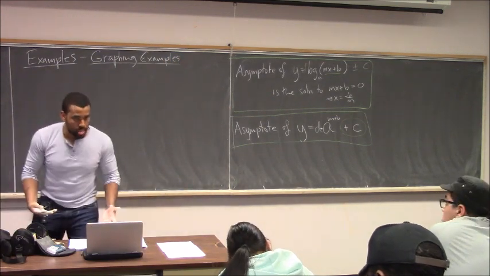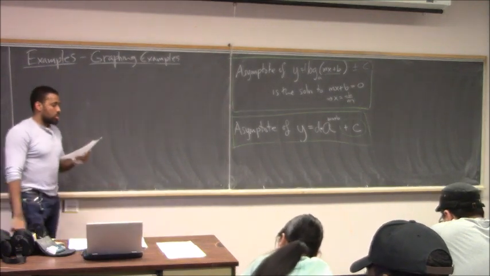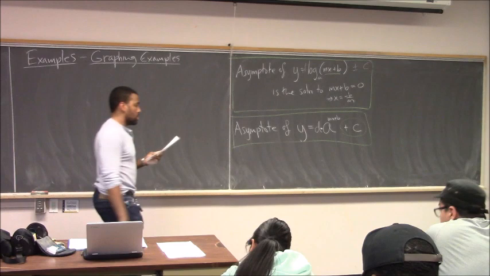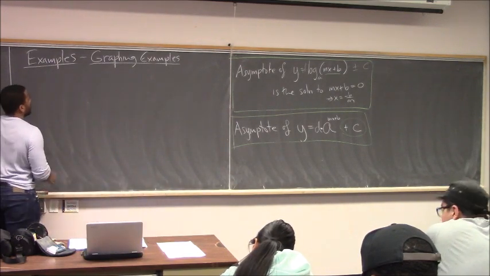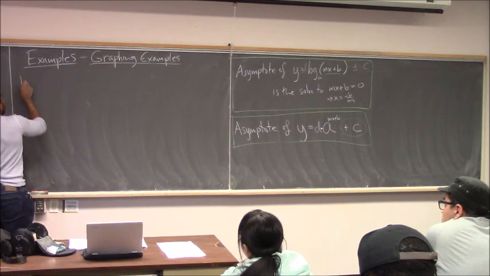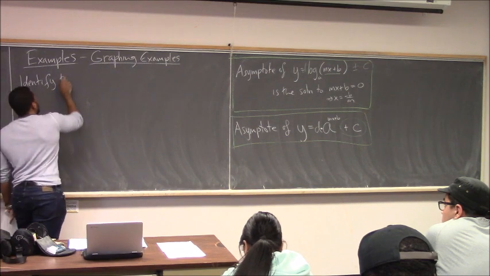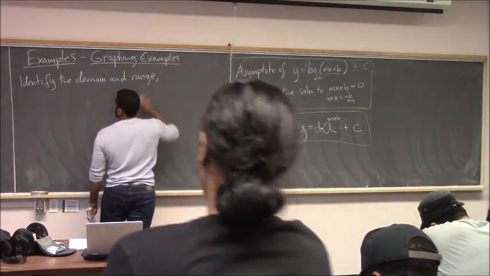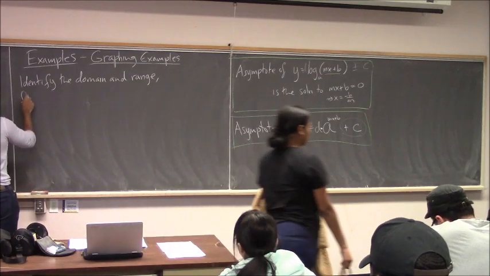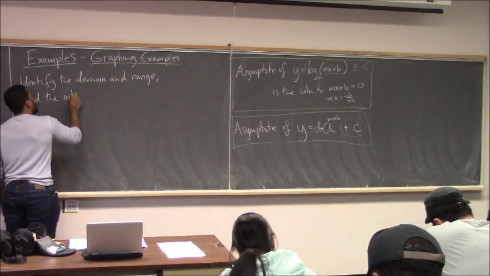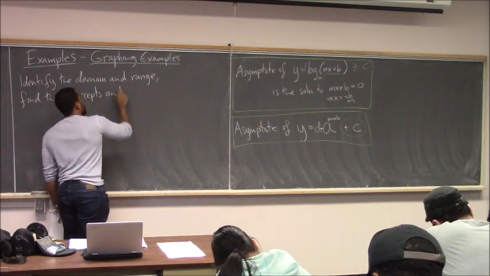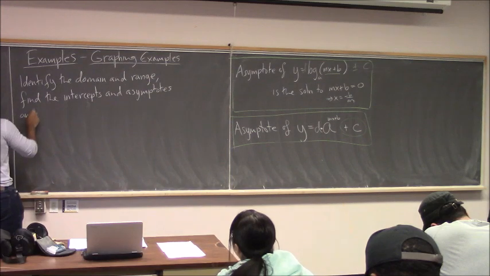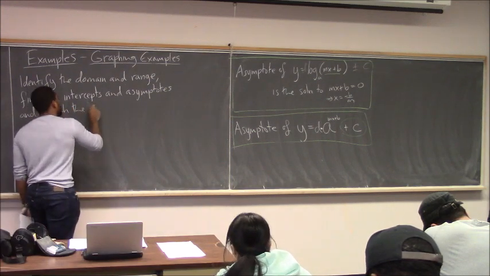I'm going to keep them pretty close to the kind of thing you'd be tested on. So if you go into your homework and want extra practice, you're going to pick problems roughly similar to the one I'm asking you now. It'll say something like, identify the domain and range, find the intercepts and asymptotes, and sketch the graphs.